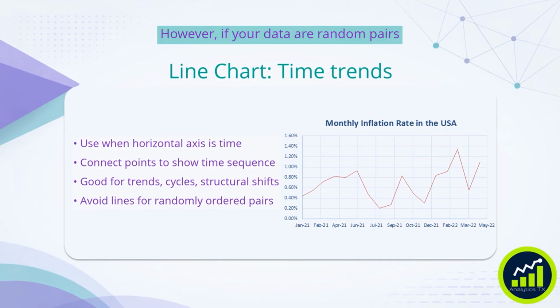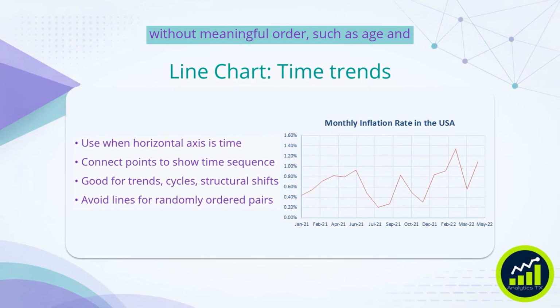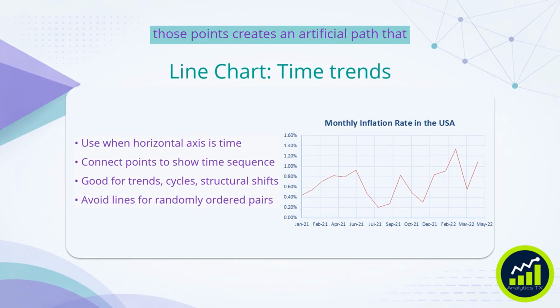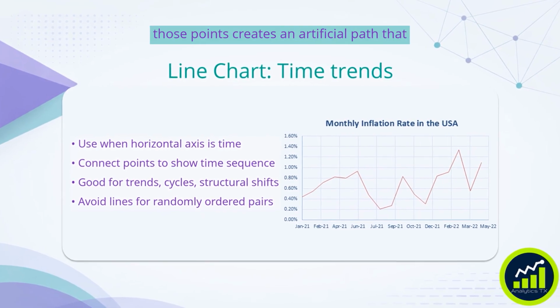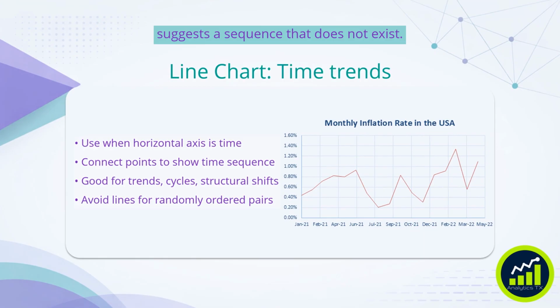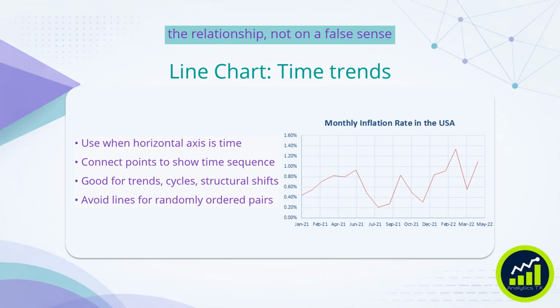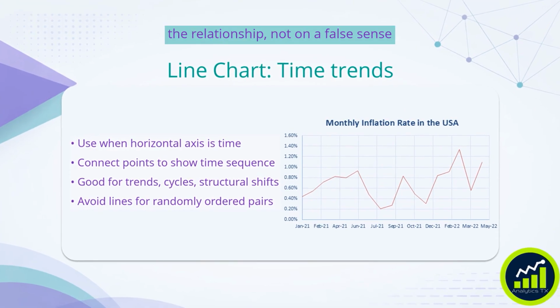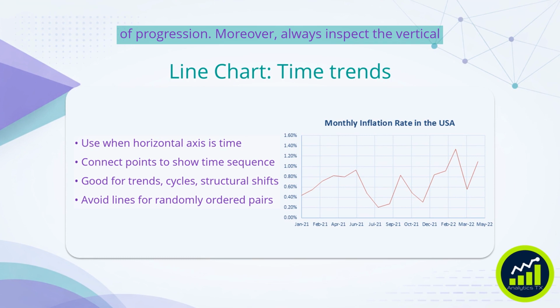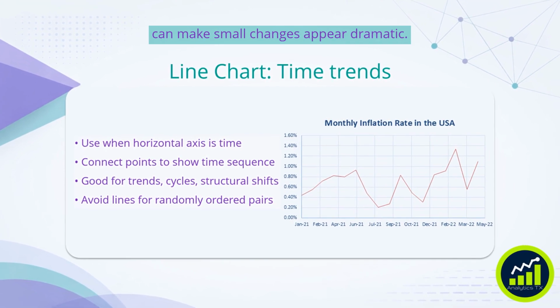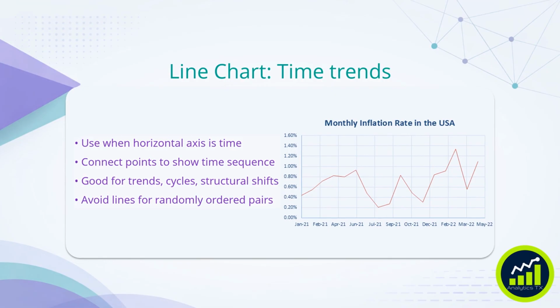However, if your data are random pairs without meaningful order, such as age and weight across teenagers, forcing a line through those points creates an artificial path that suggests a sequence that does not exist. In that case, stick with a scatter plot and keep the interpretation focused on the relationship, not on a false sense of progression. Moreover, always inspect a vertical axis scale. A compressed or exaggerated scale can make small changes appear dramatic.